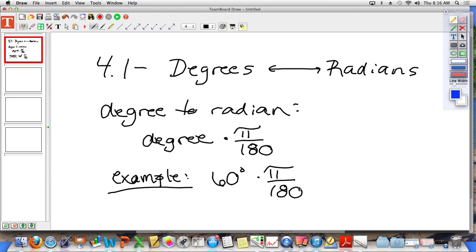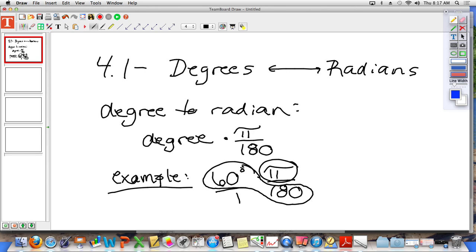So that means you just ignore the pi for a moment. All you need to do is deal with the 60 and the 180. Well, 60 degrees really means 60 over 1. I hope you would agree with that. So really all you're doing is taking 60 times pi, which we're not going to deal with right now, and dividing it by 1 times 180. So really all you are doing is taking 60 and dividing it by 180. It doesn't matter what mode you are in, degree or radian, when you are just doing a basic division problem like this. What is 60 divided by 180?